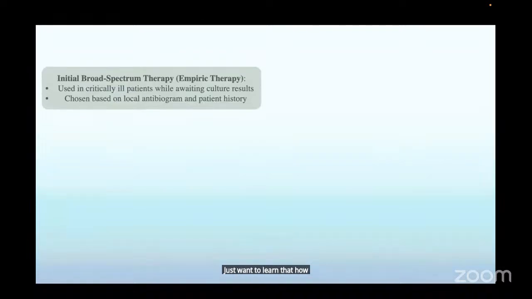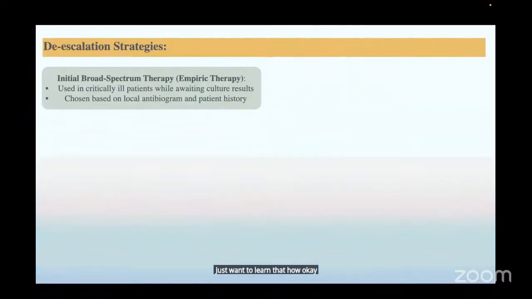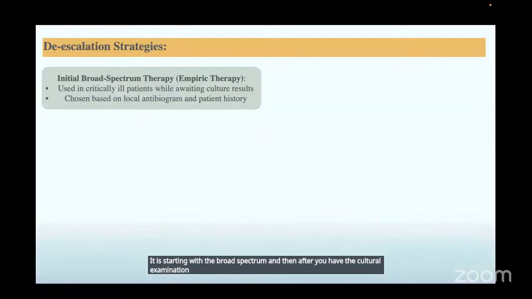Okay, let's understand the de-escalation strategies, a very important topic of today's webinar. I already explained the definition of de-escalation. It starts with broad spectrum, and then after you have the culture examination results, you can narrow your spectrum and be more target oriented. So this is basically de-escalation, as its name suggests.